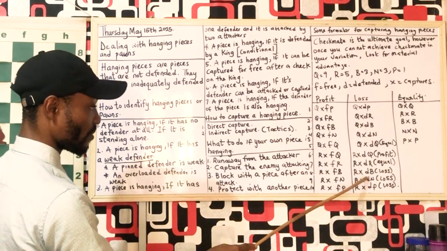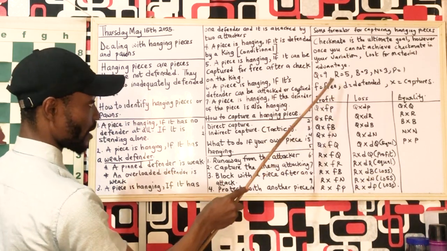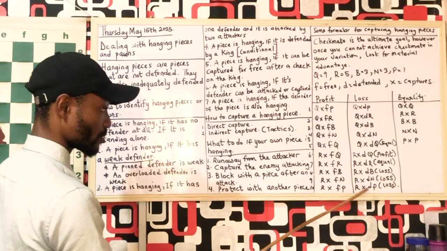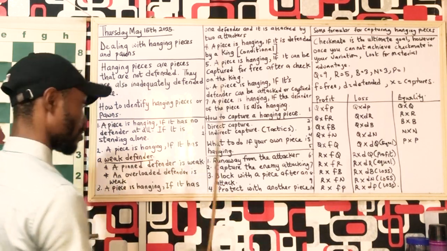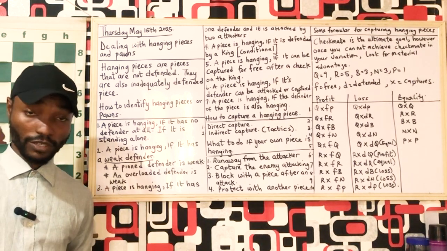Then rook takes defended bishop is a loss. Using 5 to take 3 is a loss. Rook takes defended knight, loss. Rook takes defended pawn, loss. So you can generate more here on your own, screenshot, and drop it in the comment section.